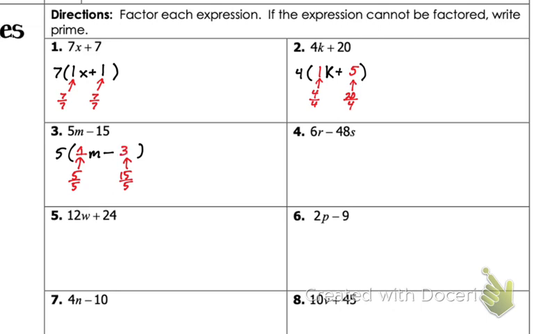And once again, you can check your work. 5 times 1 gives me 5m. 5 times 3 would give me 15 back out.